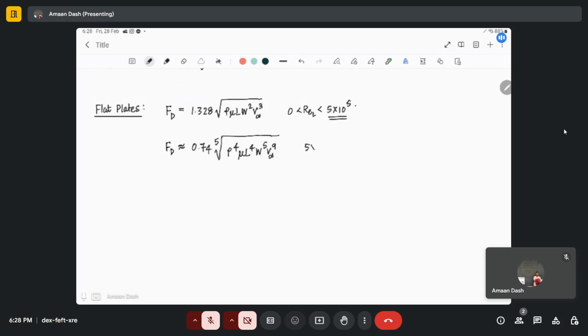So it is from 5 into 10 to the power 5 to 10 to the power 7. So quite different expressions for laminar and turbulent flow. So this is 5 by 2, power of 5 by 2. Okay.